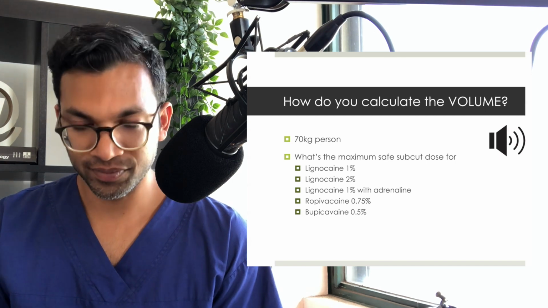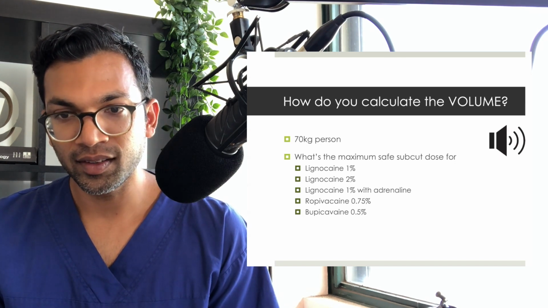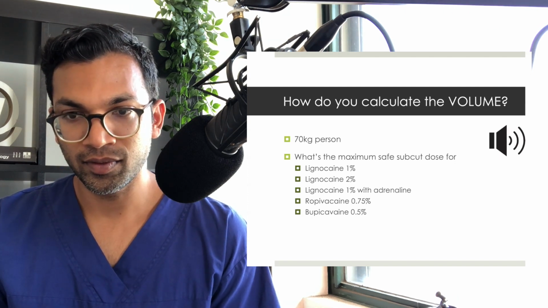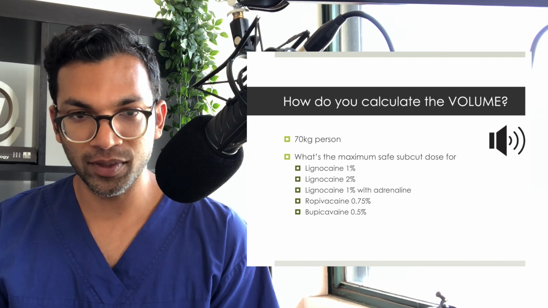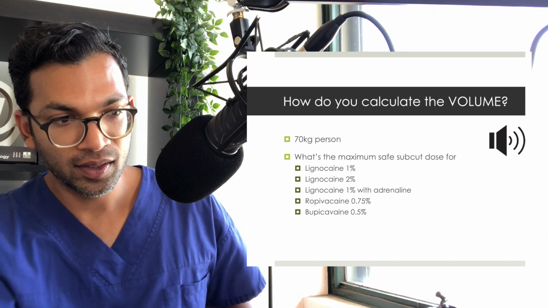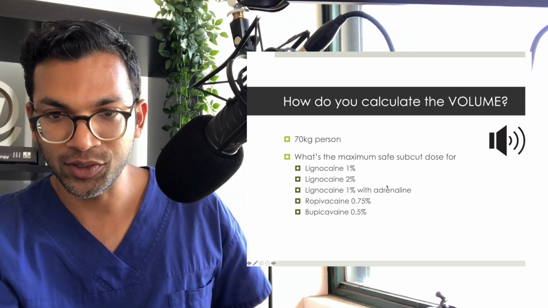It goes to being 7 milligrams per kilogram. So it becomes a maximum dose of 490 milligrams. Fantastic. Total, 490 milligrams, 49 mil. Beautiful. And then, so that's 490 divided by 10 equals 49.